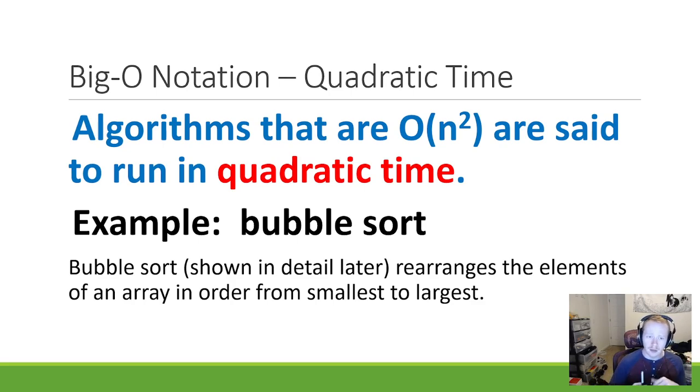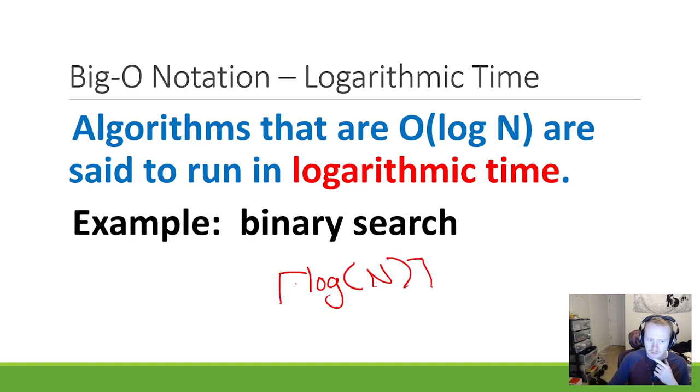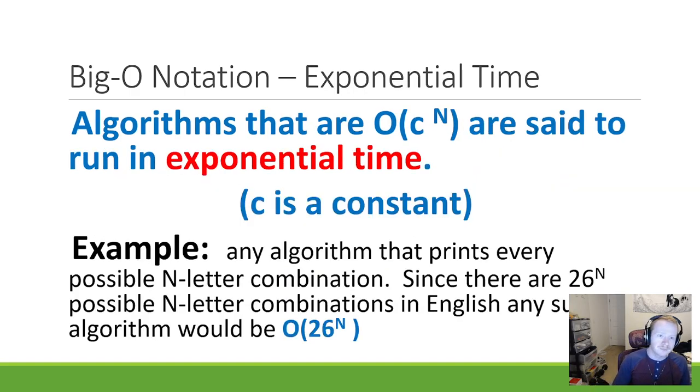Algorithms that are in big O n squared are said to run in quadratic time. An example is bubble sort. We'll learn that a different day. There's also logarithmic time. Algorithms that run in big O of log n are logarithmic time. An example is binary search. So it's whatever log of n, I think it's rounded up. So the ceiling of that's how many comparisons we'll have to make.